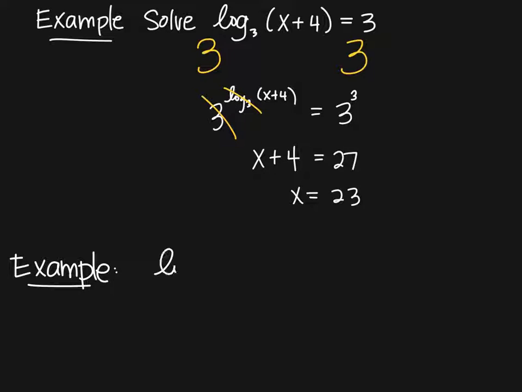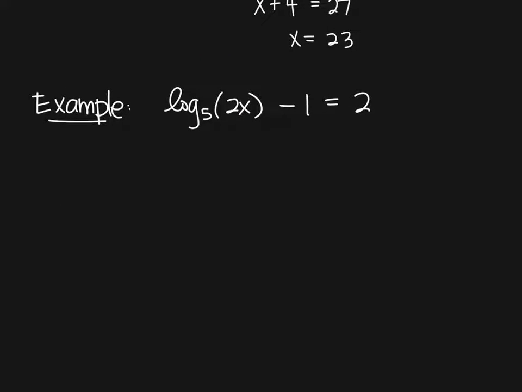All right, suppose we have the logarithm base 5 of 2x minus 1, and that's equal to 2. What do we do first to both sides? Add 1. Okay, we want to add 1. We've got to take care of that minus 1 first. So that'll give me 3.